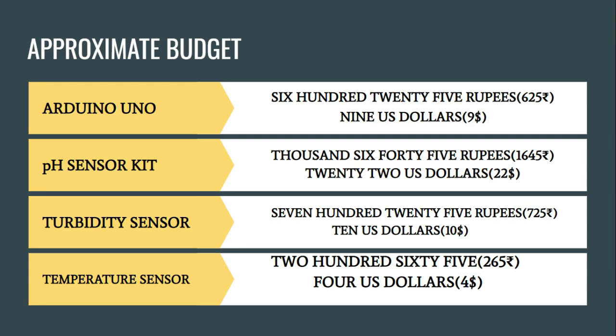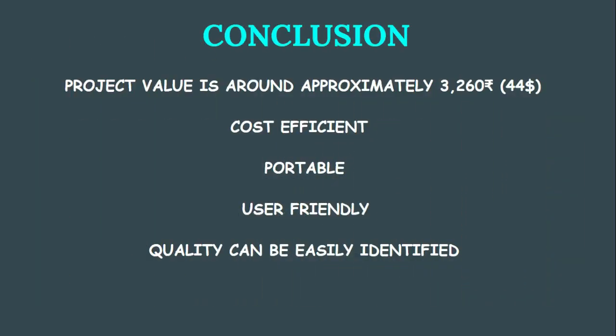We have also planned an approximate budget for our project. It contains components as follows. An Arduino Uno costs about 625 rupees, which is 9 US dollars. A pH sensor module kit costs about 1645 rupees, which is 22 US dollars. A turbidity sensor costs about 725 rupees, which is 10 US dollars. A temperature sensor costs about 265 rupees, which is 4 US dollars. The total project value is approximately 3260 rupees, which is 44 US dollars.